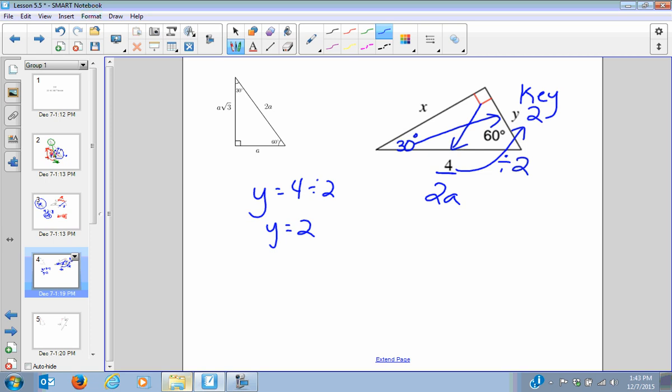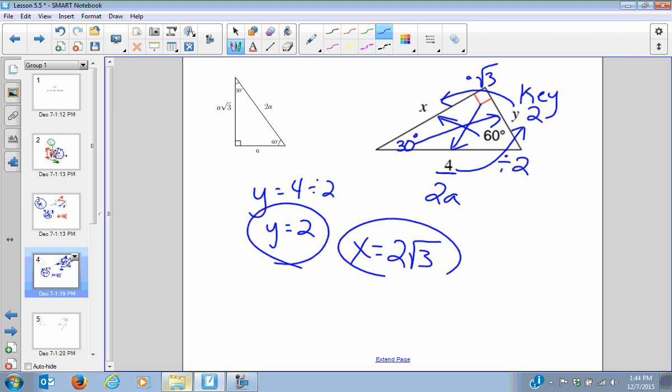being 2 here. And now if I want to go this way, which is the one that's across from the 60, I'm going to multiply by the square root of 3, and I'm going to get that x equals 2 square roots of 3. Nothing too tricky as far as the algebra yet. Those are my two values. That's what they were asking me to solve for.